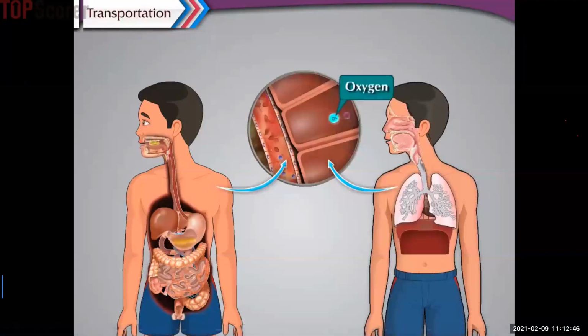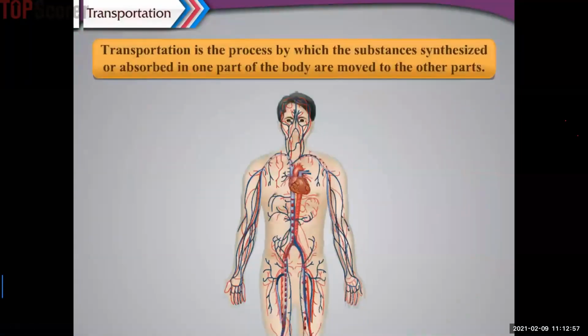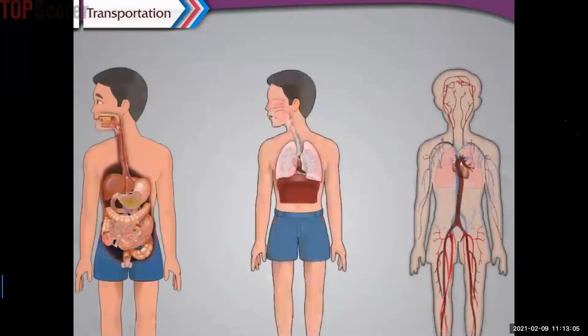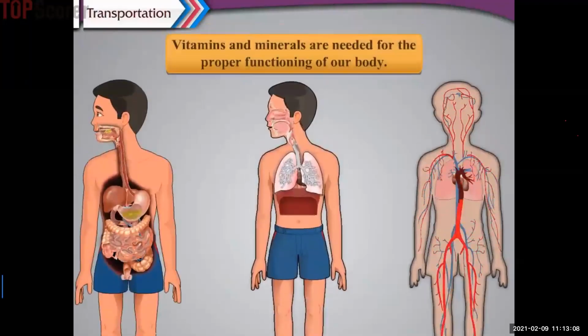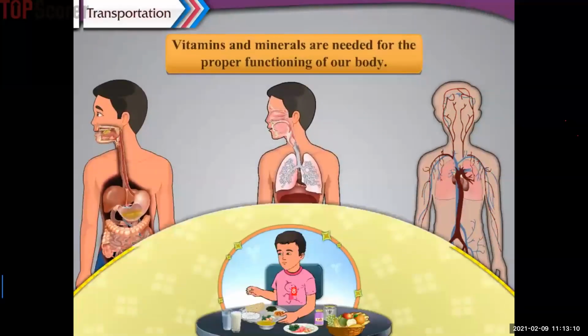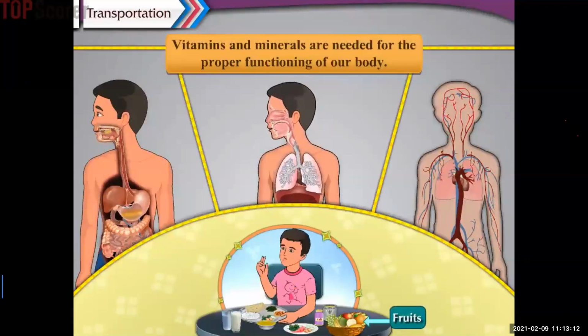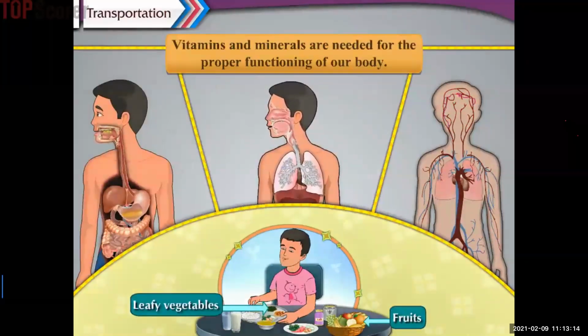This energy and oxygen is transported to all the parts of the body through our blood. This process is called transportation. The substances synthesized or absorbed in one part of the body are moved to the other parts by the process of transportation. For the proper functioning of our body, we need vitamins and minerals which we obtain from the fruits and leafy vegetables that we consume.